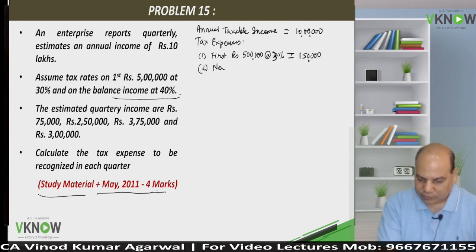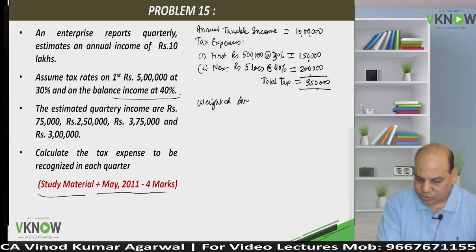Next rupees 5 lakh, next rupees 5 lakhs at the rate of 40%, that comes to 2 lakh. So total tax expense comes to 3,50,000.